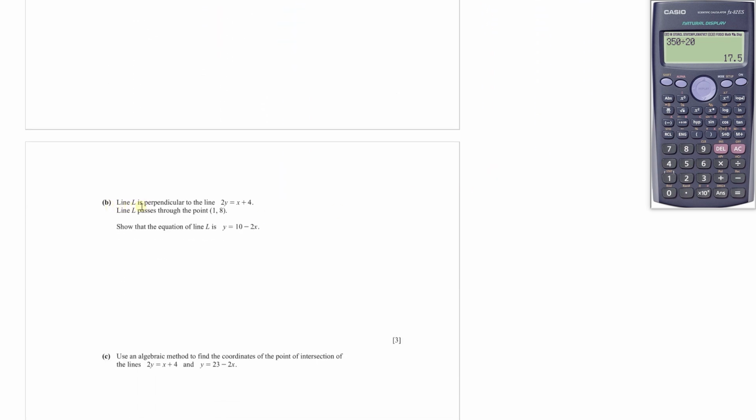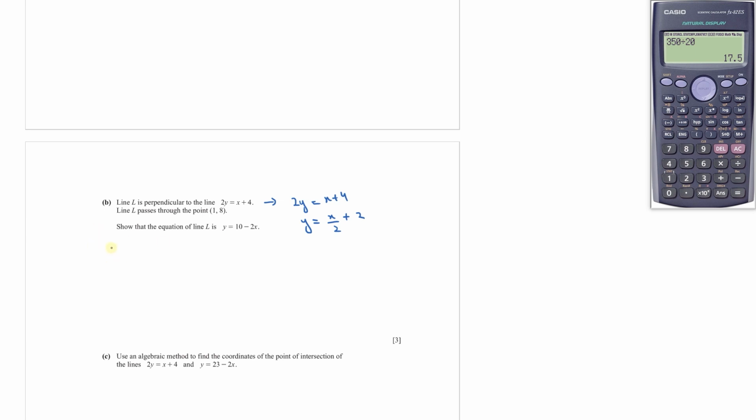Part B: the line L is perpendicular to the line 2y equals x plus 4. Line L also passes through the point (1, 8). Show that the equation of line L is y equals 10 minus 2x. So line L is perpendicular to this line. Let's first find the gradient of this line. 2y equals x plus 4. If I divide by 2 on both sides, I get y equals x over 2 plus 4 divided by 2, which is 2. So the gradient of this line is 1 over 2.